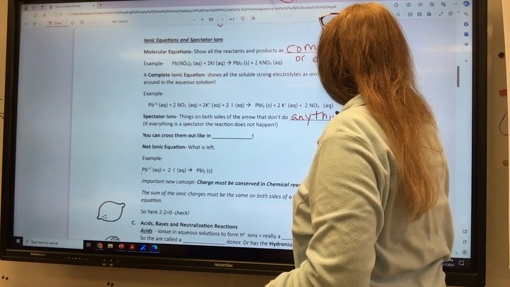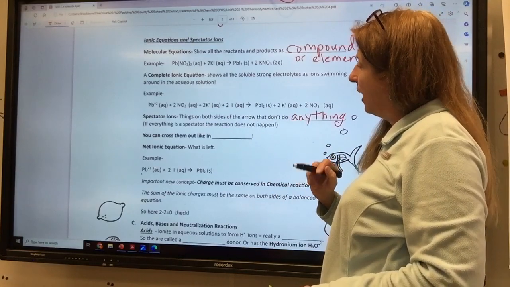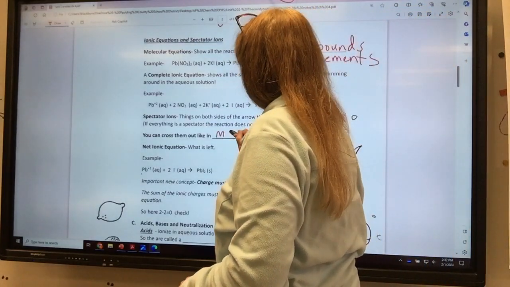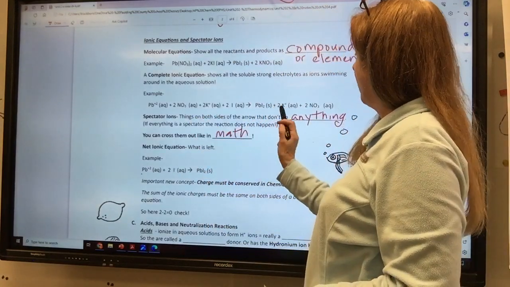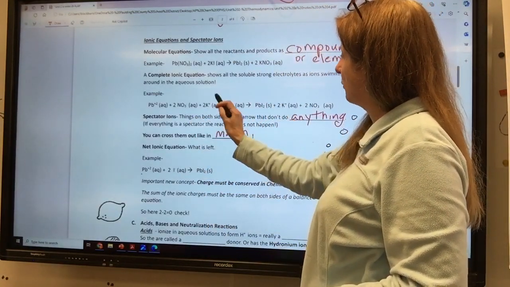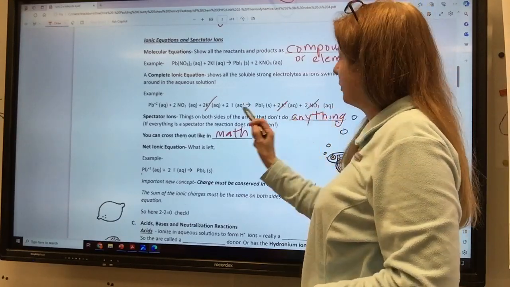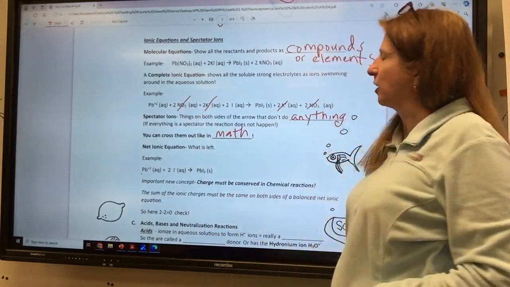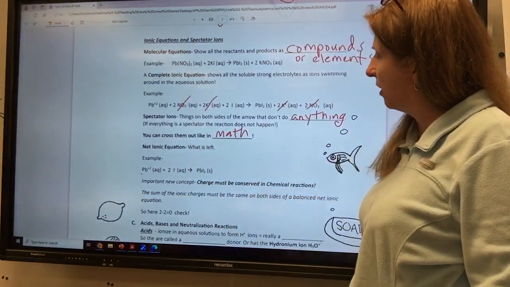They're just swimming. They're not reacting, okay? So they are called spectator ions, and just like in math, you can cross them out. Over on this side, I've got a K. Over here I've got a K. I can mark those out. Here I've got an NO3 swimming. There I've got NO3 swimming. I can mark those out. And what is left is called the net ionic equation.